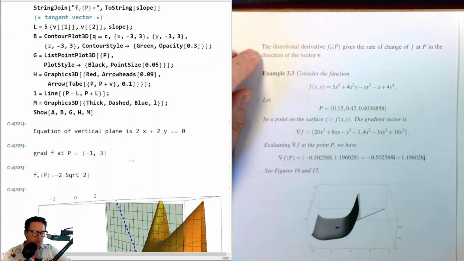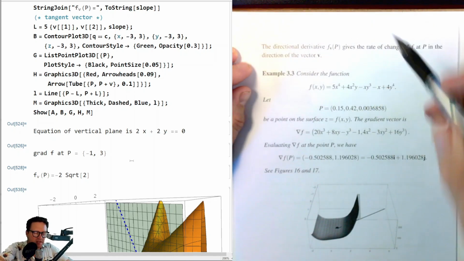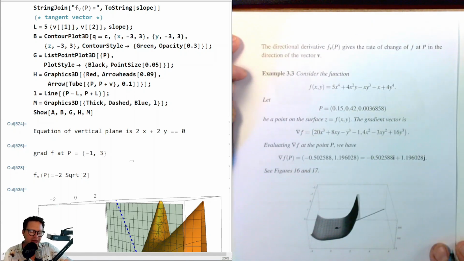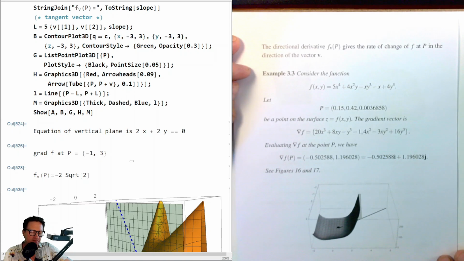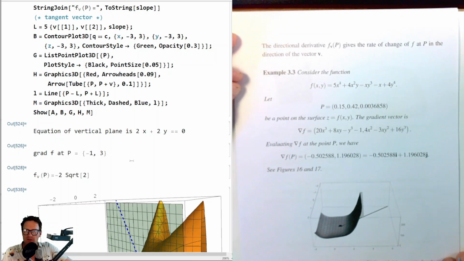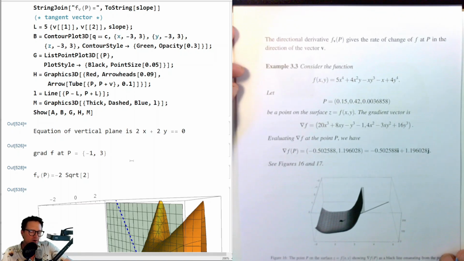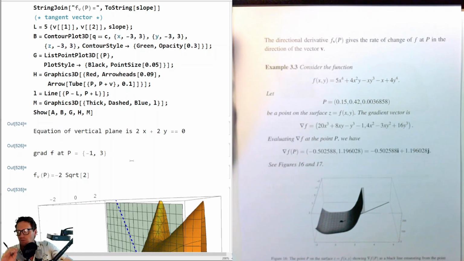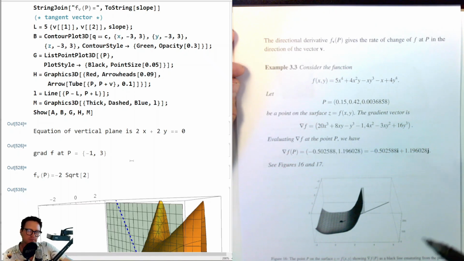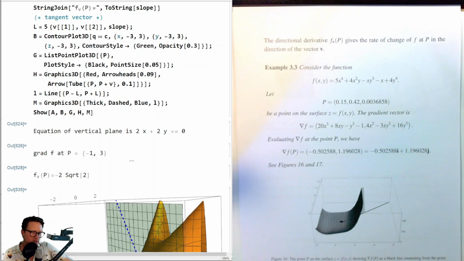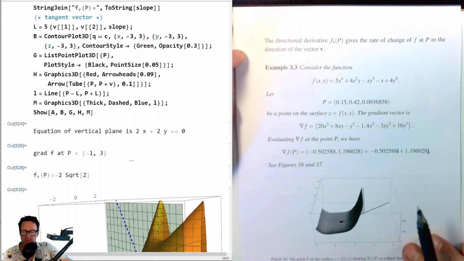Okay. So the directional derivative f subscript v at p gives the rate of change of f at p in the direction of the vector v. And so you can think of this possibly in a more abstract sense too. For example, if you have a metal plate where the temperature depends on the position in the plate, you might ask the question, what is the rate of change of the temperature in some particular direction? Okay, and so you would use the directional derivative for that.